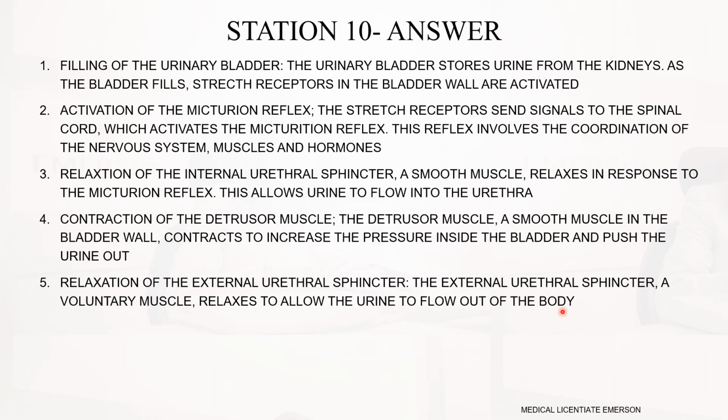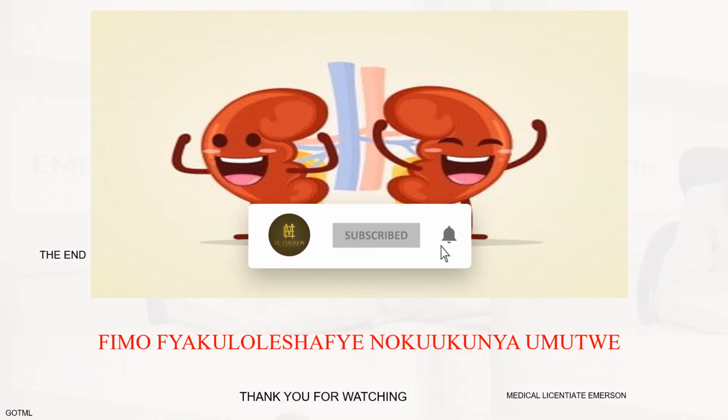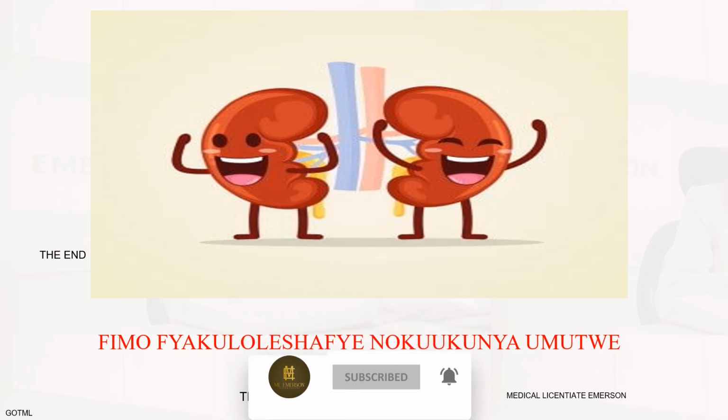Okay, then last step, which is now the micturition step. So the micturition is just a combination of micturition reflex, relaxation of the internal urethral sphincter, contraction of the detrusor muscle, and the relaxation of the external urethral sphincter, which leads to the passage of urine outside the body. So that's the end of the OSCE station, or the OSCE quiz.